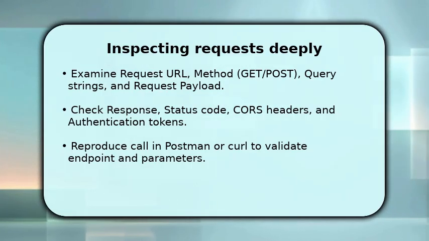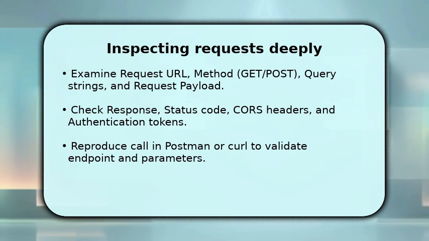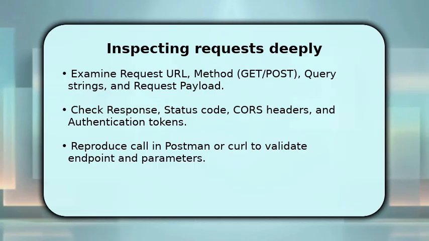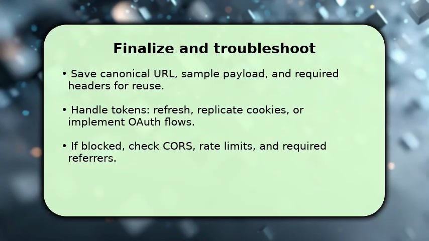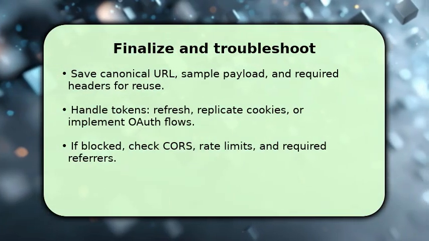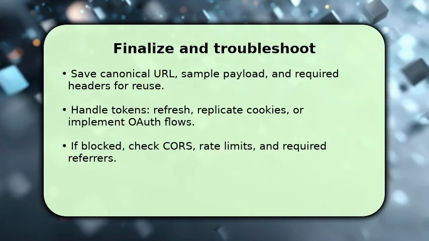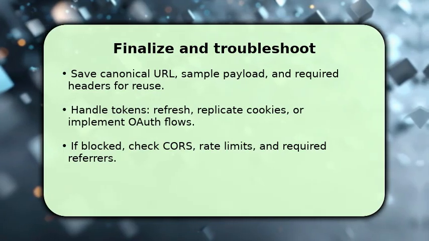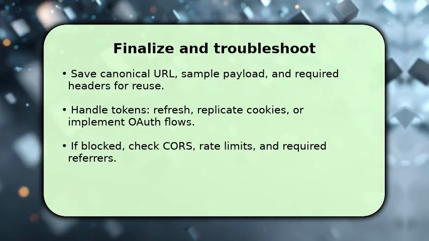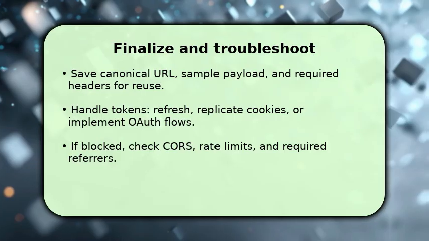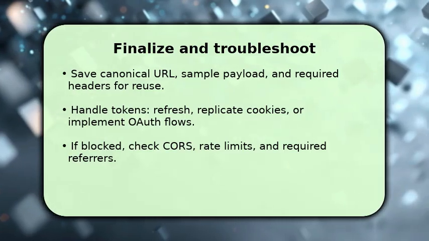Then copy as curl or open in Postman to reproduce the call outside the browser. This proves the URL works independently and reveals additional headers you must send when automating. Finalize by recording the exact API URL, the HTTP method, sample payload, and any required headers like authorization or X-CSRF token so you can call it programmatically. If you need authentication, implement the same token refresh or cookie exchange observed.